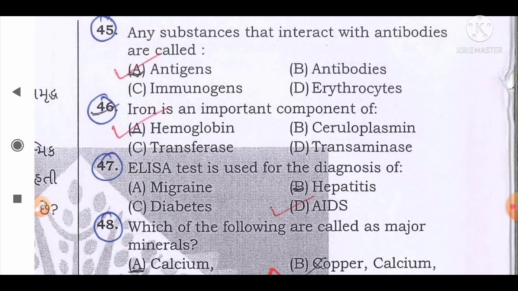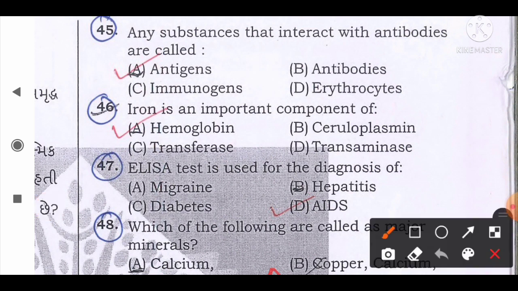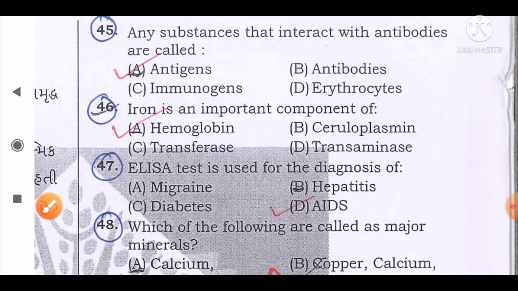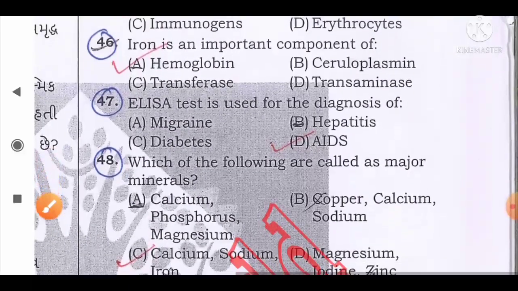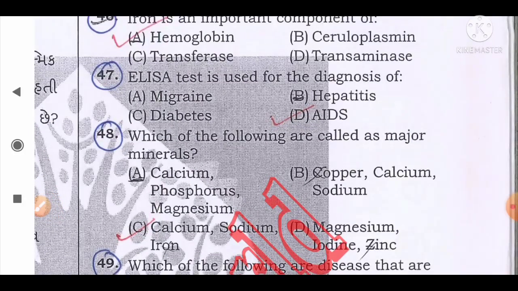Iron is an important component of A, hemoglobin. B, ceruloplasmin. C, transferase. D, transaminase. And the correct answer for this question is that iron is an important component of hemoglobin. So option A, hemoglobin is the correct answer for this question. Move to the next question number 47.